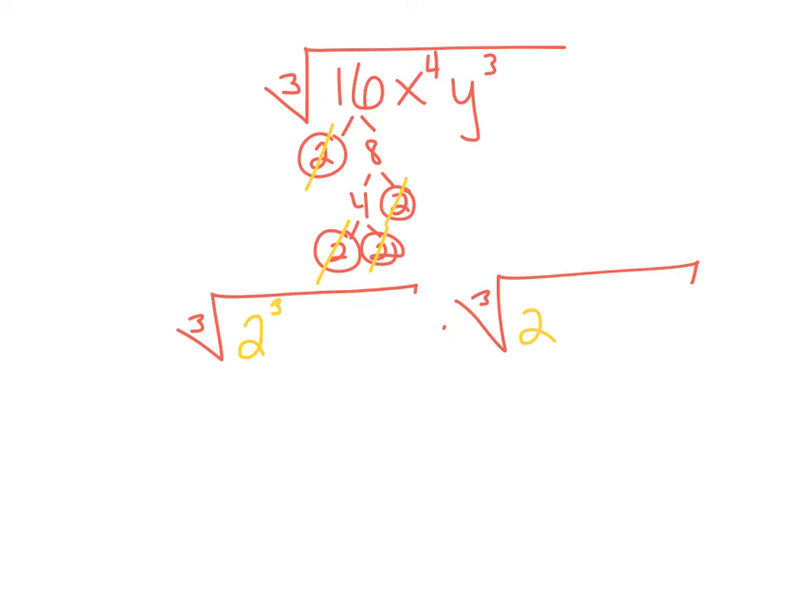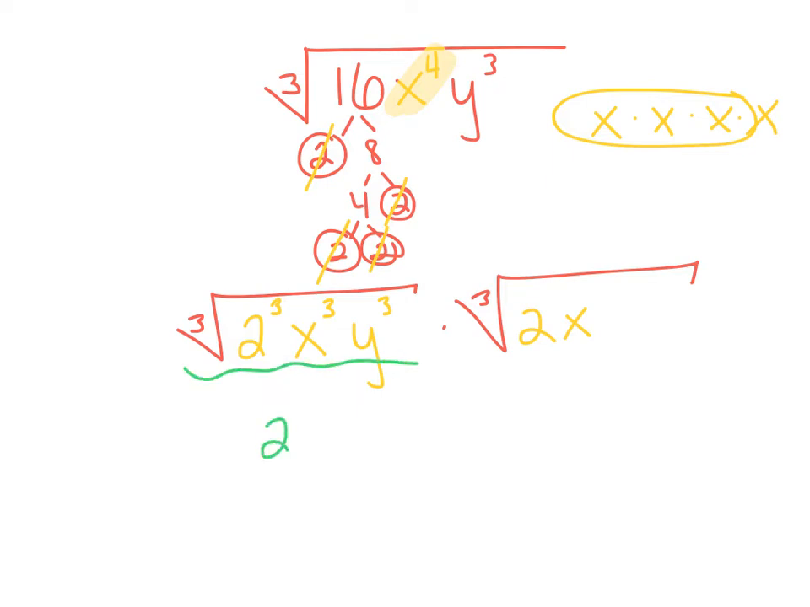Now I've got to consider my variables. So x to the 4th. Well, if you've got to expand it to see what that looks like, I have one group of 3 x's, so x to the 3rd, and I have a leftover x over here. And y to the 3rd, well, that is a group of 3 y's. So what happens is I can take the cube root of this first radical. So this is 2x, y, what's left over, times the cube root of 2x. Hopefully that's not so bad for you.